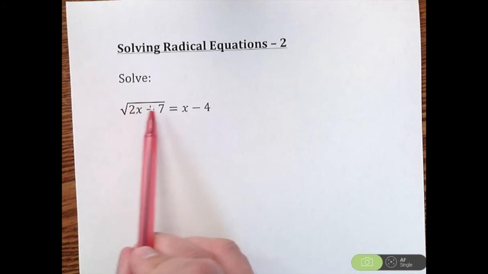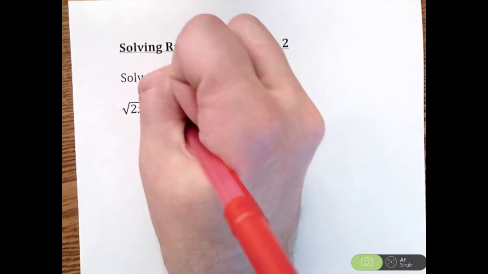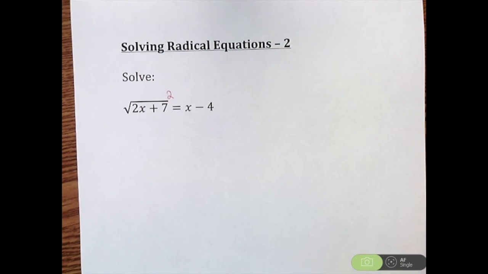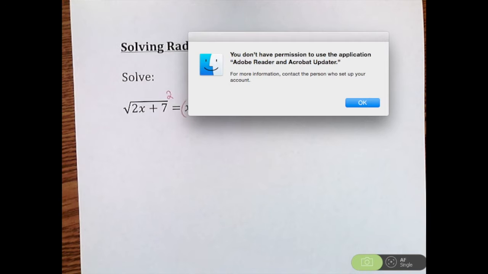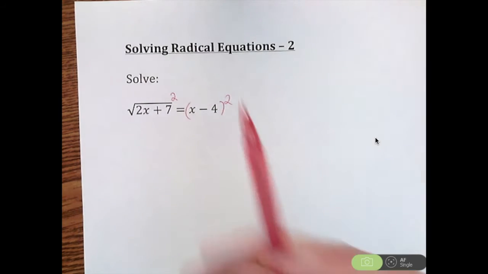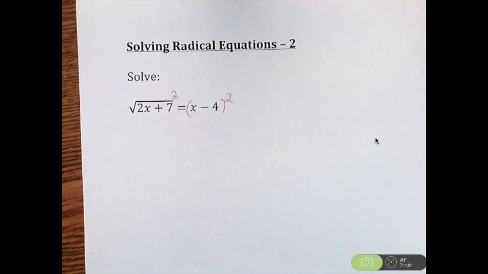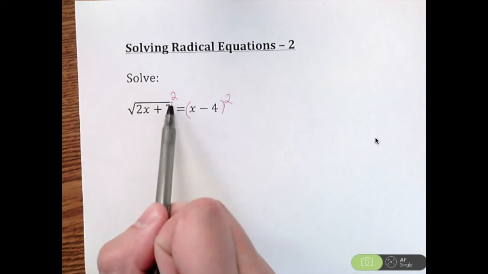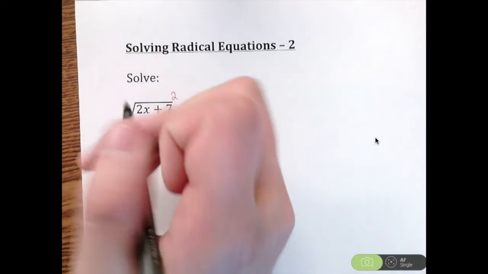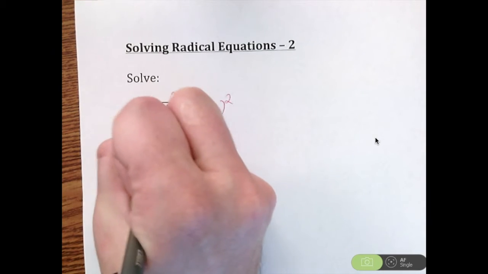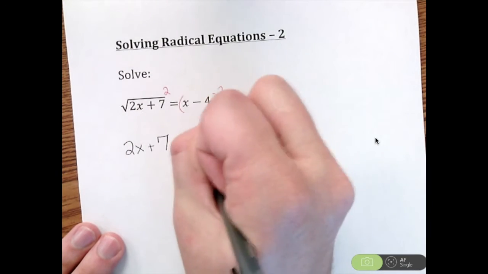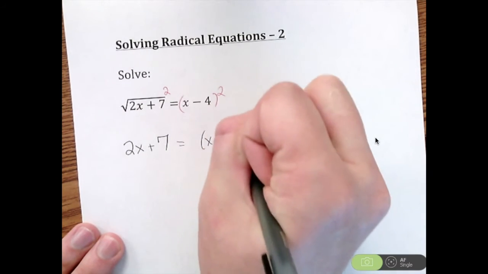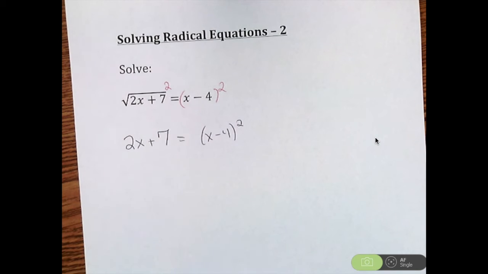So the opposite of taking the square root of something is squaring it. So I'm going to square the left side, which means I need to square the right side. Squaring the left side, so I've got to square the right side. What happens on the left side when you take the square root and you have a square, those are inverse operations, we're going to be left with 2x plus 7. On the right side, I still have x minus 4 squared.